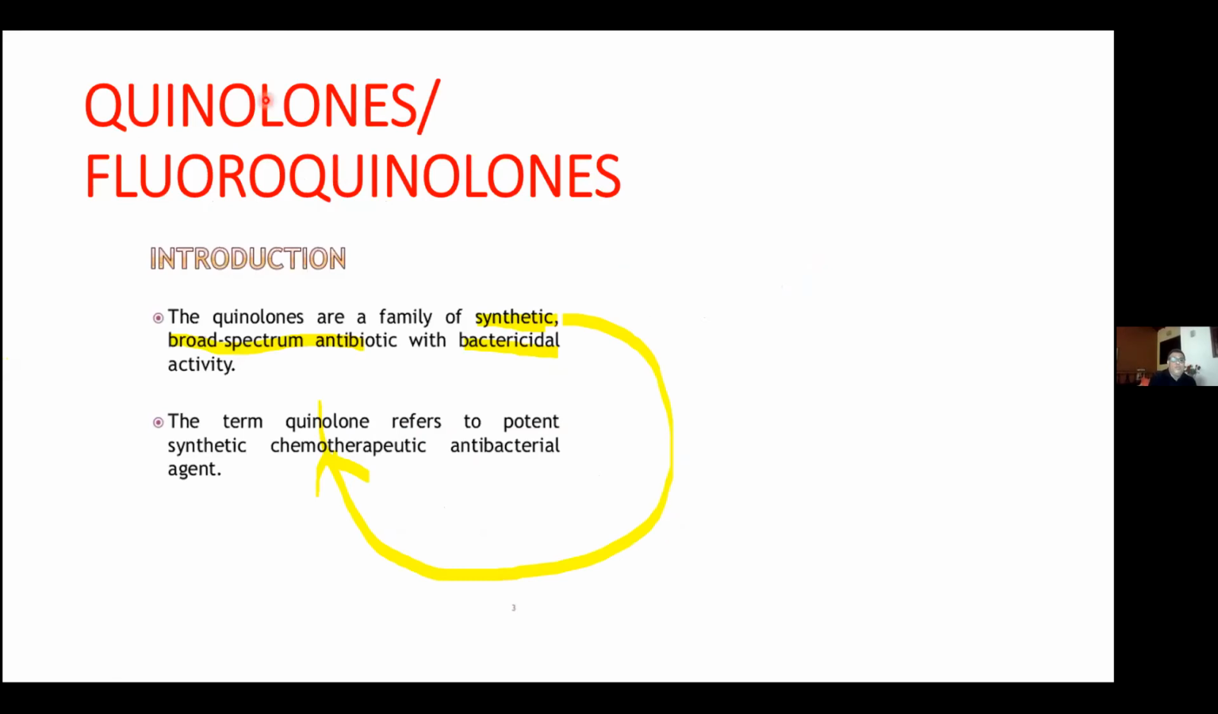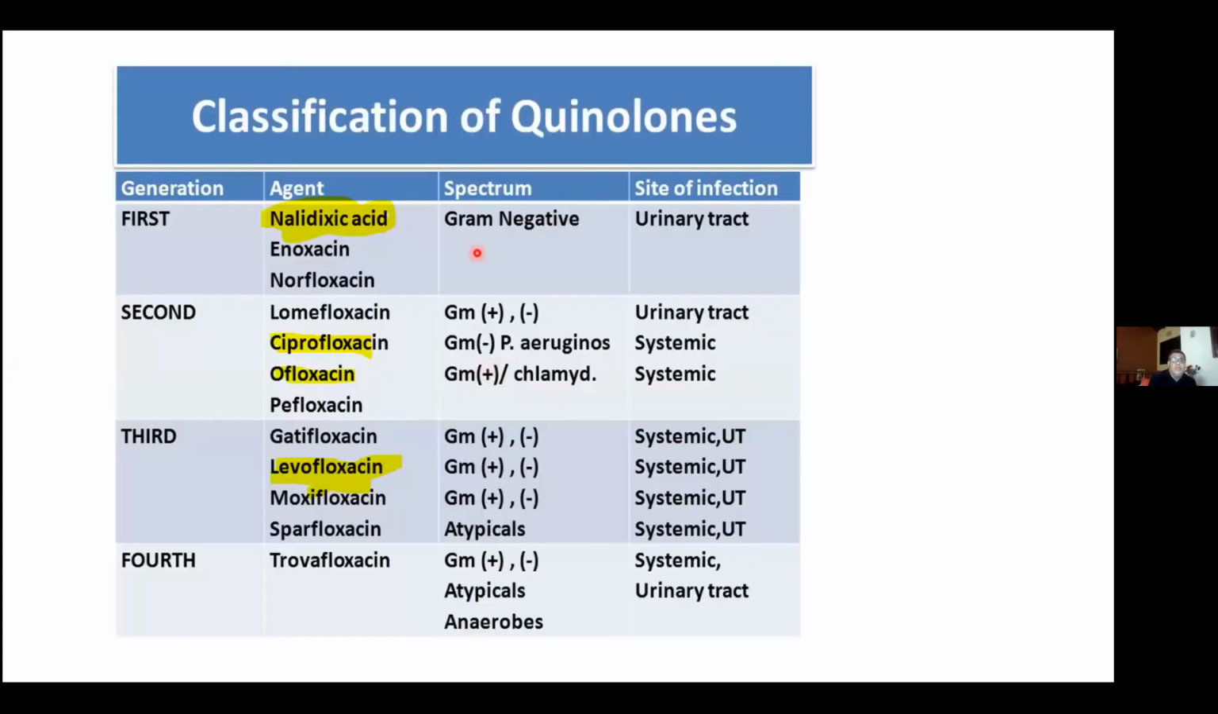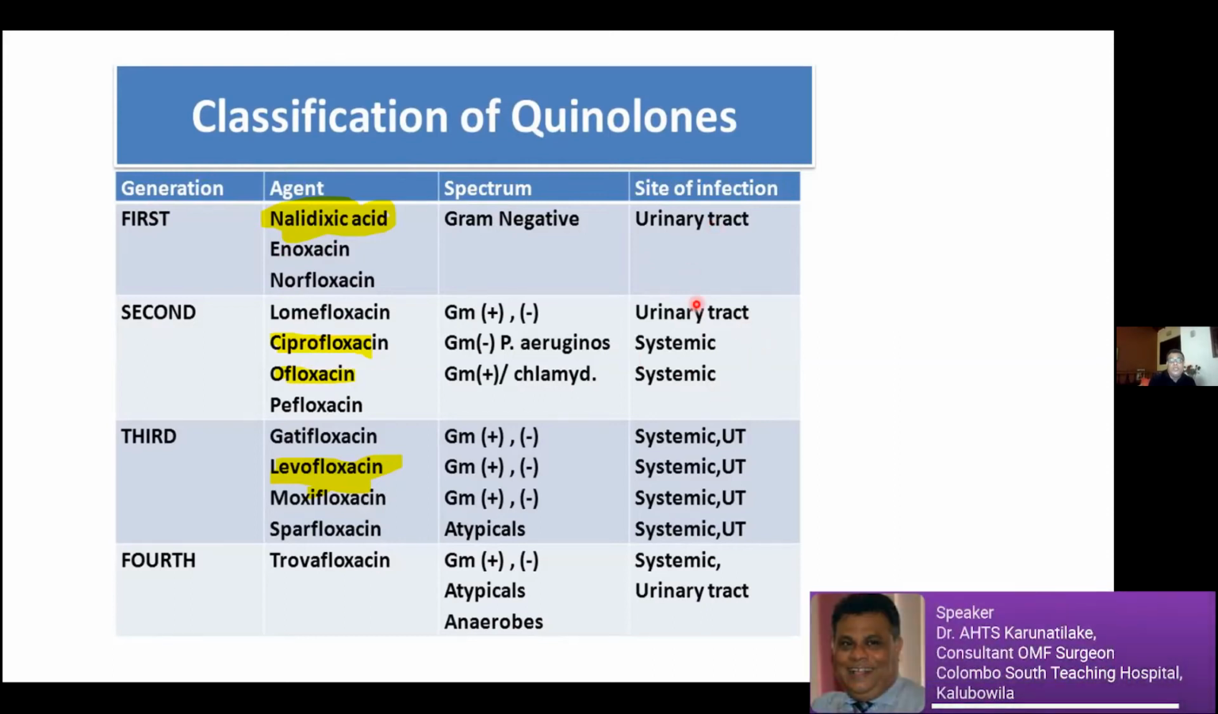Then we will move to the next one, quinolones and fluoroquinolones. They are synthetic chemotherapeutic antibacterial agents which have a broad spectrum with bactericidal activity. The parent compound is nalidixic acid, which is used in the urinary tract. That is the first generation of quinolones. Later this was developed and the spectrum was broadened to develop the second generation, which is effective in other systems as well in addition to the GU tract.